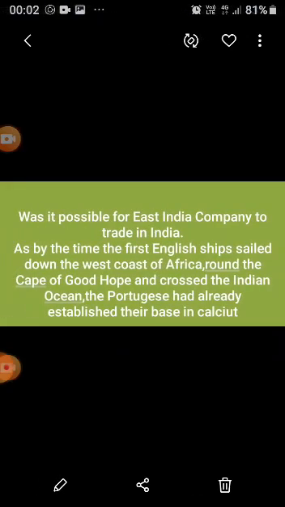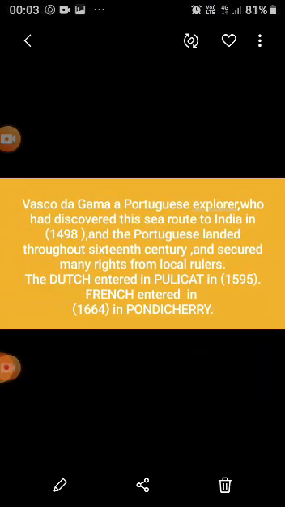Fine. Now what happened? Do you think, students, it was possible for the East India Company to trade in India, whereas when they came, by that time, through this route from the Cape of Good Hope, the Portuguese had already entered? This discovery of the sea route was done by the great sailor who had established their presence on the western coast of India, and his name was Vasco da Gama. This Portuguese explorer discovered this route in 1498, and by the 17th century, the Dutch had explored the possibilities of trade in India in Pulicat in 1595, and the French had entered in 1664 in Pondicherry.